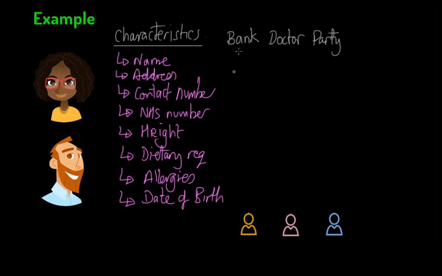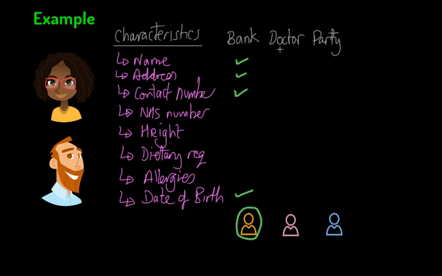So, for instance, the bank will definitely need to know the person's name and their address and their contact number. It would not need to know any of these, but definitely needs the date of birth. So that's all the bank needs. So I generate for the bank an abstract model of these two people, where the NHS number, height, dietary requirements and allergies do not exist. Okay, it's an abstract, a simpler model of the person. It makes the life of the bank a lot easier.